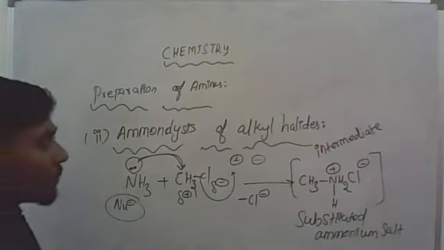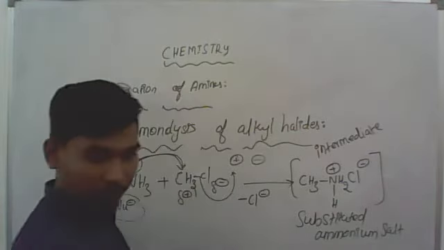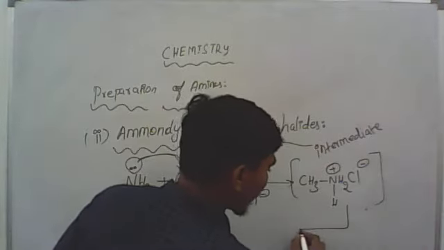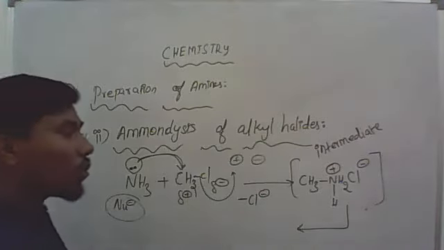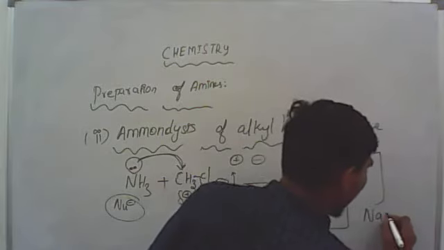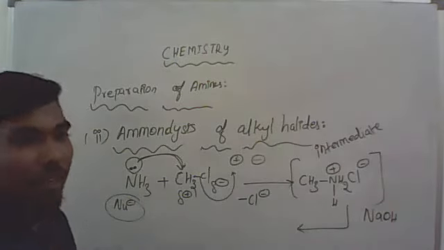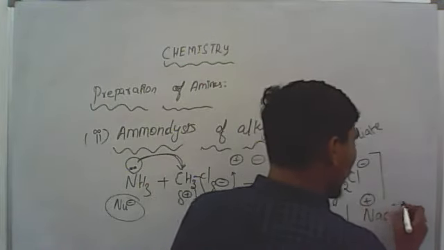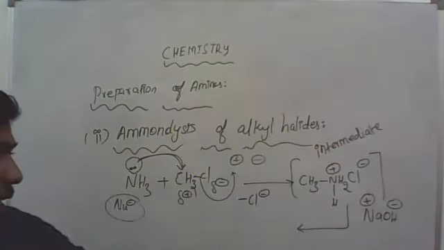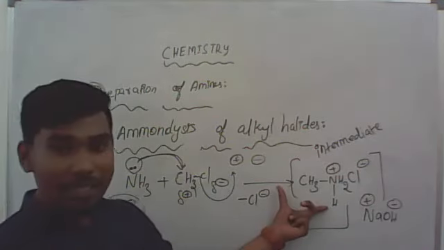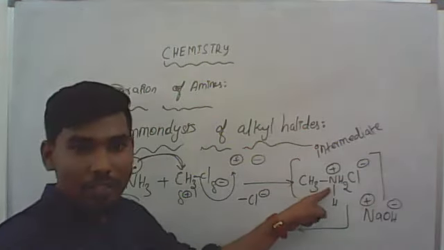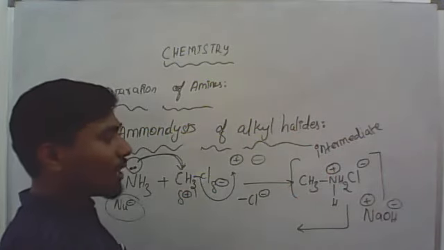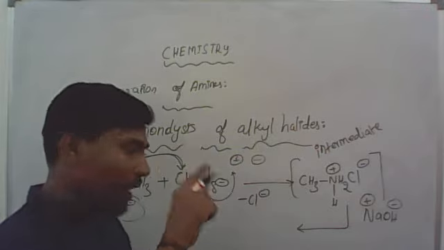And the next step, I'm writing here. In the next step, we are adding the base NaOH, sodium hydroxide. When sodium hydroxide starts to dissociate, it produces Na plus and OH minus. See here in this intermediate, the nitrogen is electron deficient because it has a positive charge, so it is an electron deficient species.